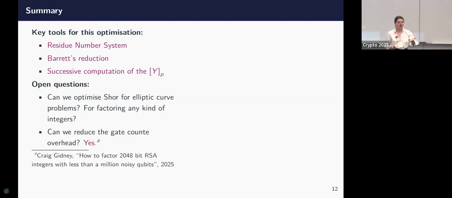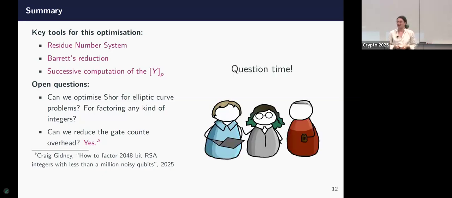And this paper actually improved on the memory optimization that we obtained previously, and they show that they are able to factor a 2048-bit integer with only roughly 1,300 qubits. So things have improved since the publication of this paper. Thank you very much for your attention, and if you have questions, now is the time.